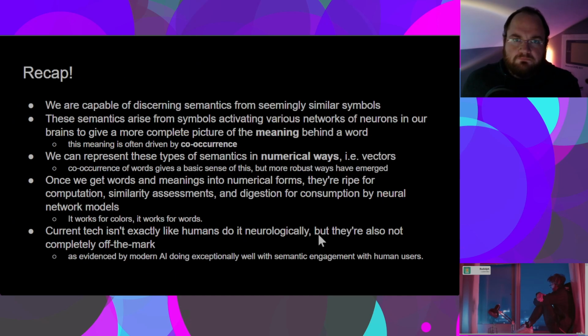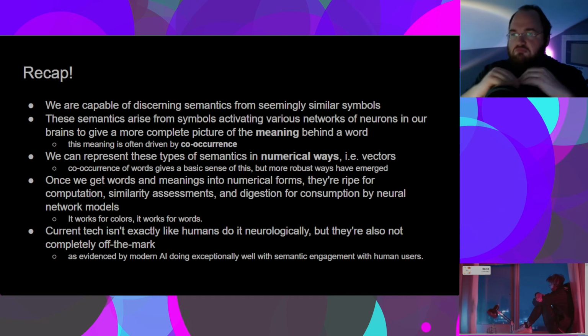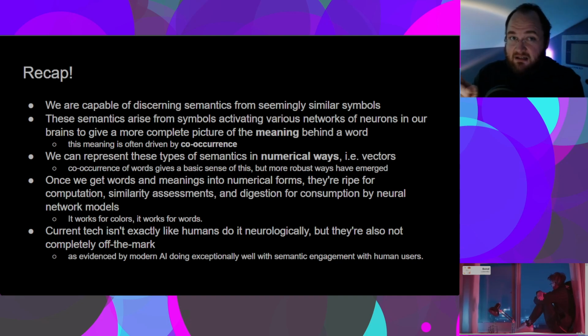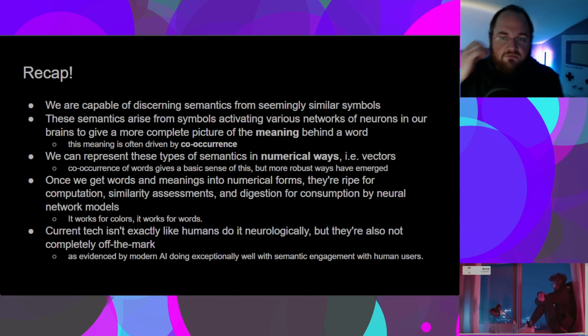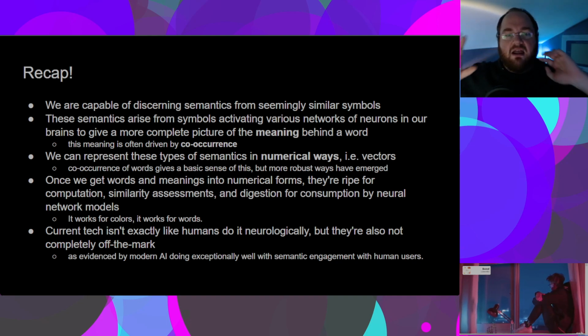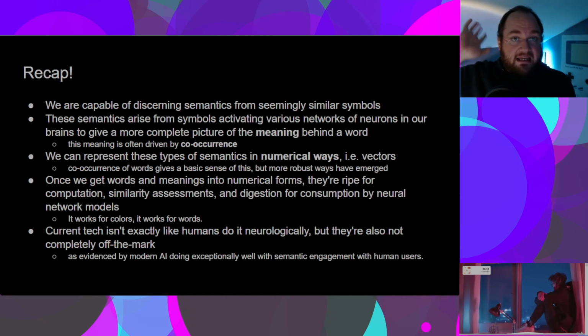Okay, so let's recap. Sort of a primer and discussion on how the heck this stuff is possible. We are capable of discerning semantics from seemingly similar symbols, right? Cat and car have a lot in common, but they are very different things by the time they get into semantic space. And that makes sense, but how? So these semantics arrive from these symbols activating neural networks in your actual brain to give a more complete picture of the meaning behind the word, right? The symbol becomes meaning somehow.